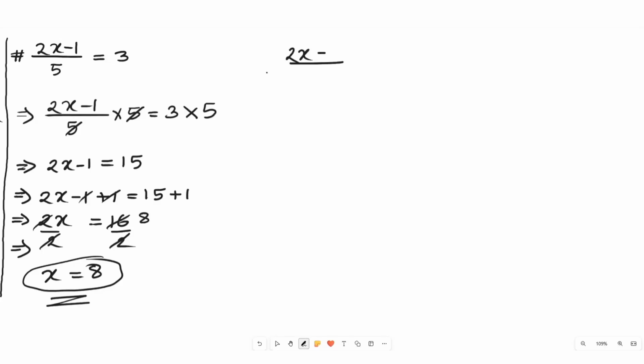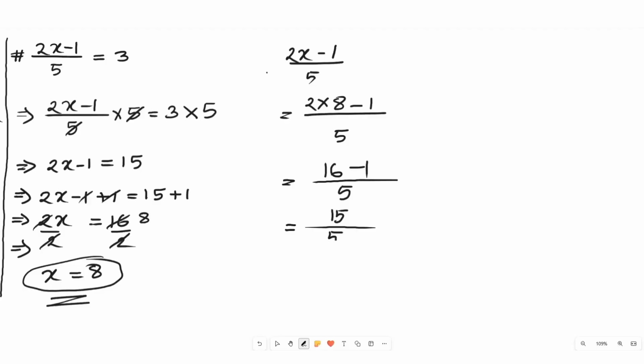Now let's check our answer. Plug x equals 8 back in. So now we can write 2 times 8 equals 16. So 16 minus 1 divided by 5. Then 16 minus 1 equals 15. So we get 15 divided by 5. And 15 divided by 5 equals 3. So our answer is 3.